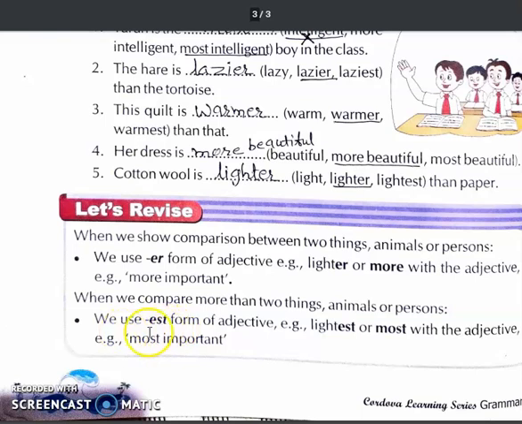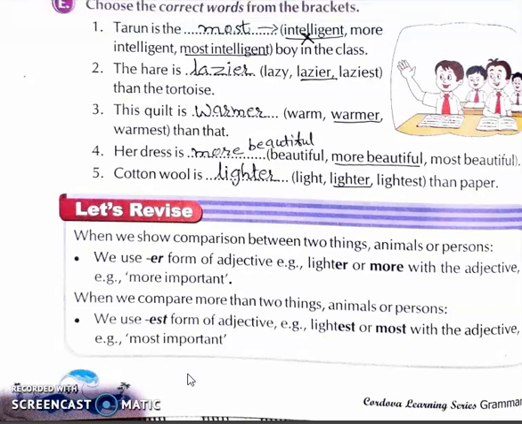उसी तरह we use est form of adjective, that is lightest or most with the adjective. कुछ वर्ड में हम est ऐड करके एडजेक्टिव लिख सकते हैं, और जिसमें हम est ऐड करके नहीं लिख सकते उसमें हमें लिखना है most important. So now I hope all of you understood this chapter of comparison. So you finish this exercise and try to do it by yourself.